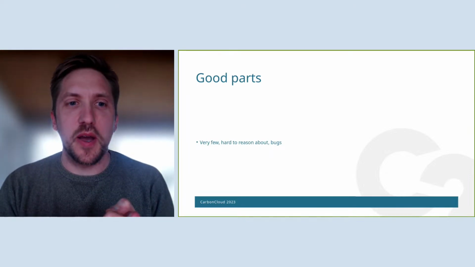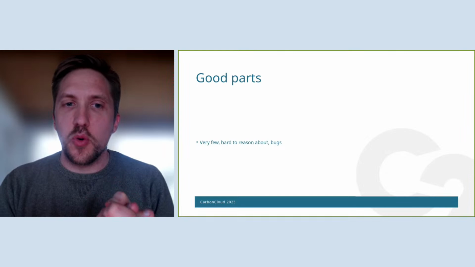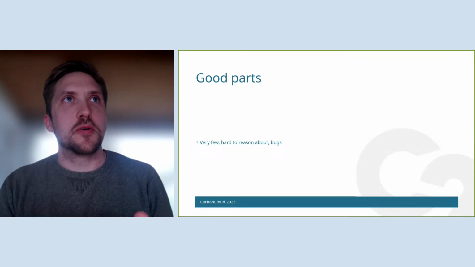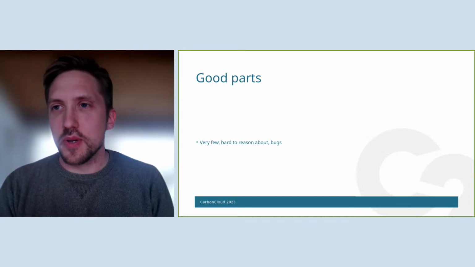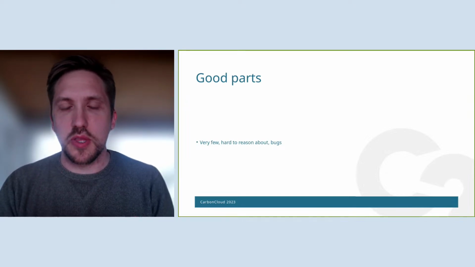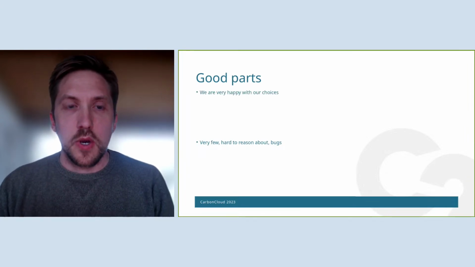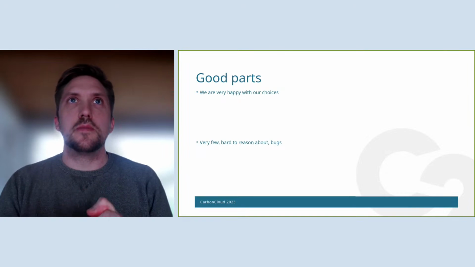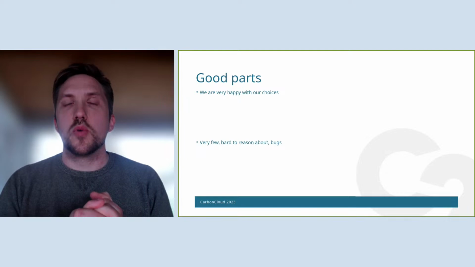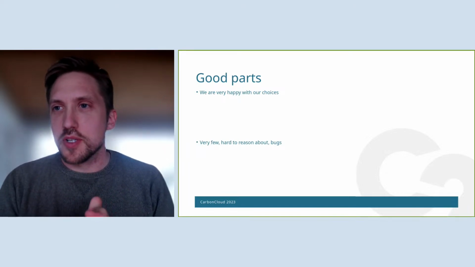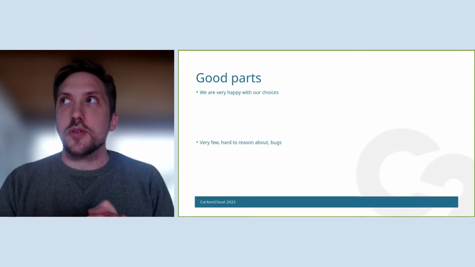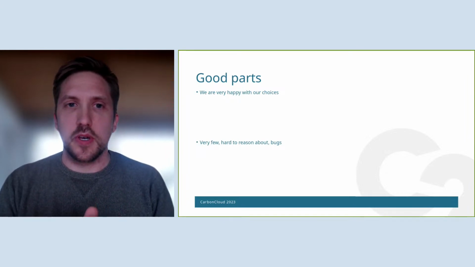Yeah, so we have very few hard to reason about bugs. Of course, we have bugs. There are not very many, but we have them. But often they are really, really easy to squash when they happen. But the first thing on our list, we are very happy with our choices. When we started, both Haskell and Elm were not mainstream languages, and still are not. But I would say I would do the same choices again overall.